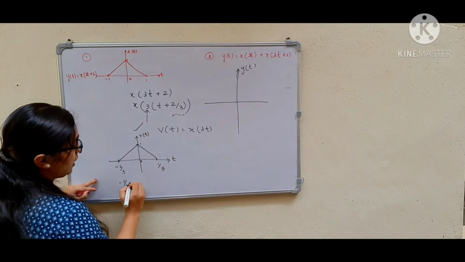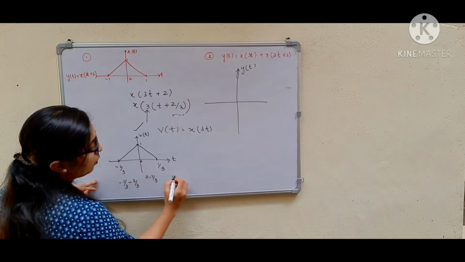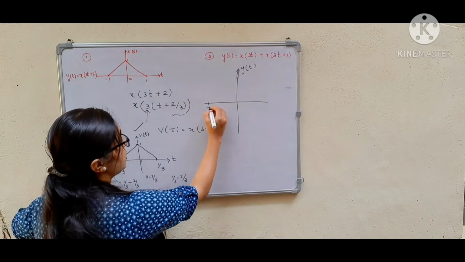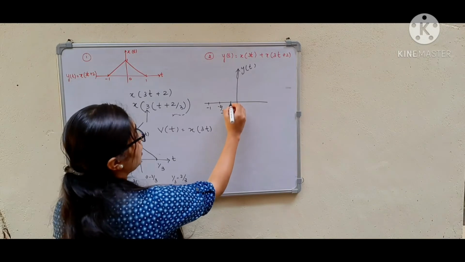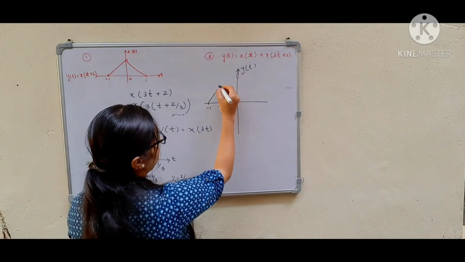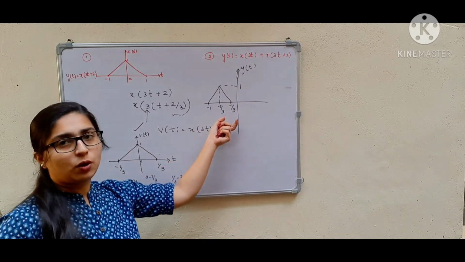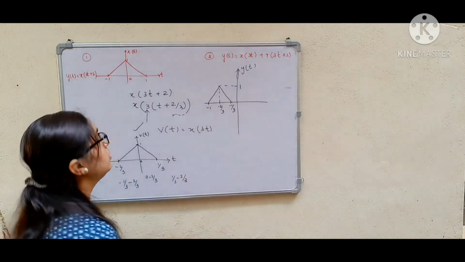That means -1 by 3, -2 by 3, 0 minus 2 by 3, 1 by 3, minus 2 by 3. So what you are going to get? This as 1, this as minus 2 by 3 and this one will be your minus 1 by 3. So the amplitude will be same, 1. Okay, so this is the same signal obtained. From both the methods you will be getting the same signal.